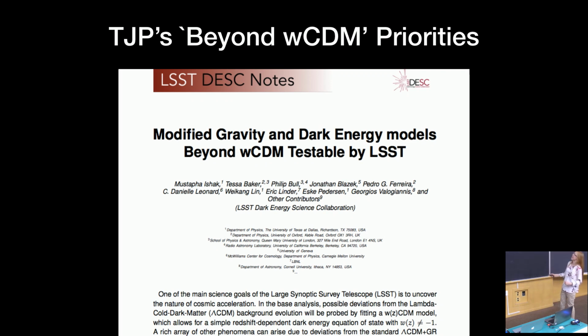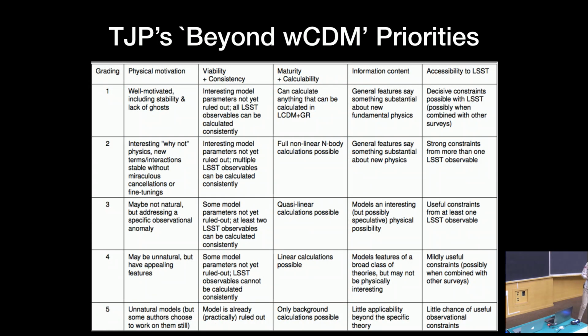I've got on the slide here a snapshot of a document we're just finishing off about now. It's going to be put on the archive, hopefully in January, as an LSST DESC note. And in this document, we basically lay out and explain the things that we have decided should be prioritized for LSST tests of gravity. To reach this set of priorities, we looked at this whole landscape of models, and we tried to score them against a set of criteria.